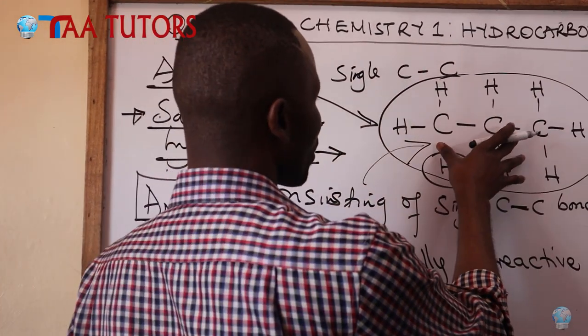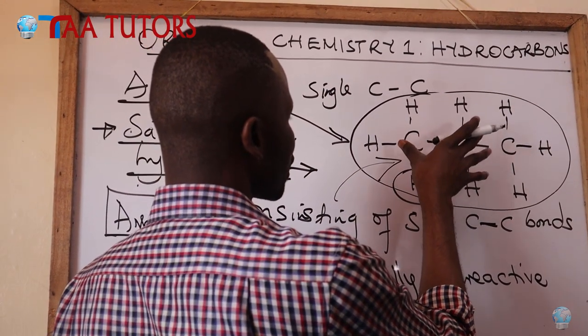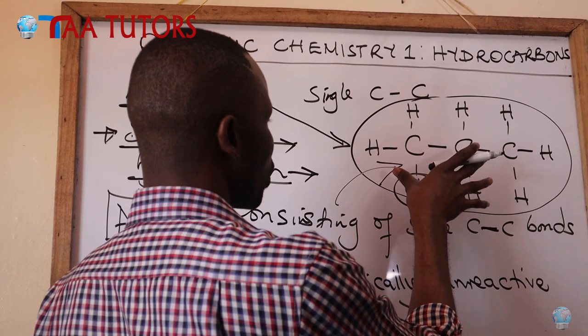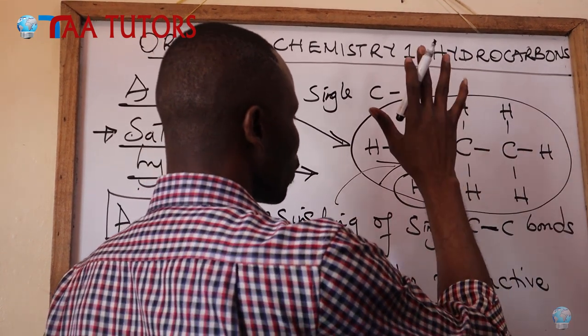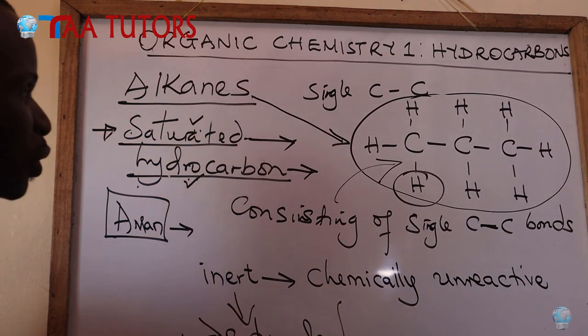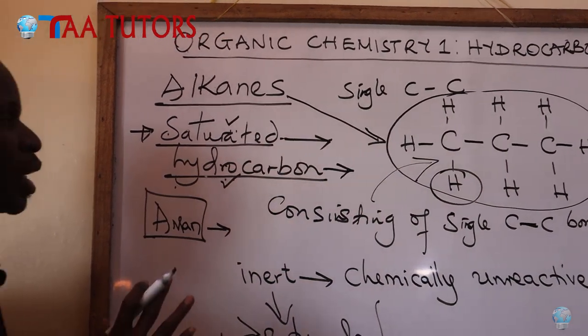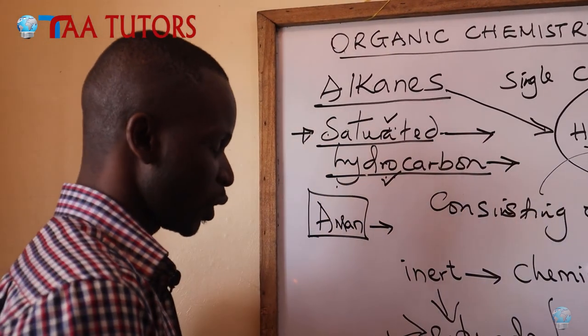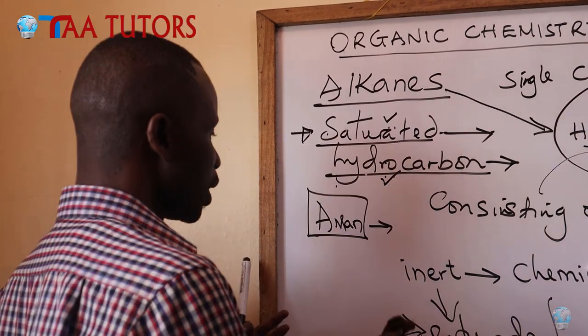That's exactly what we mean by alkanes. Consider alkanes as something that is very stable. They are stable because all the bonds are occupied, and for you to remove one, you must use some energy. And that's why we are going to see substitution reactions taking a lot of what we call UV light. Now, we have seen alkanes.